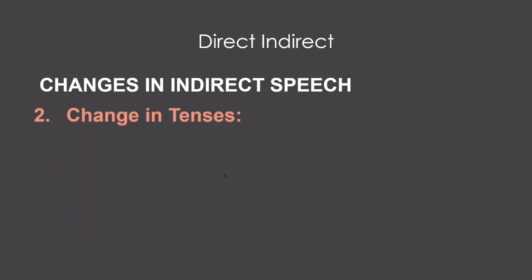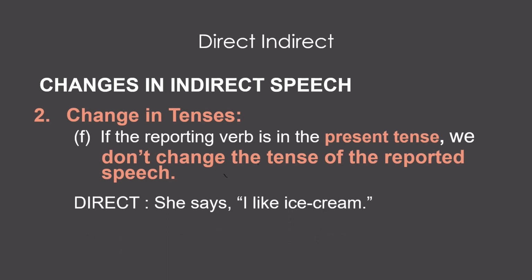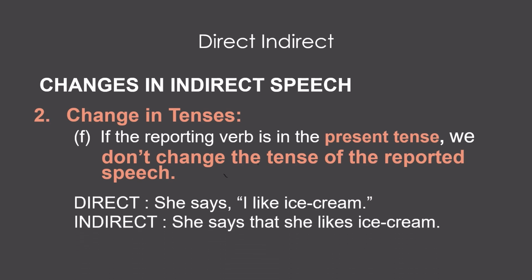However, if the reporting verb is in the present tense, we don't change the tense of the reported speech. Example, direct. She says, "I like ice cream." Indirect. She says that she likes ice cream.